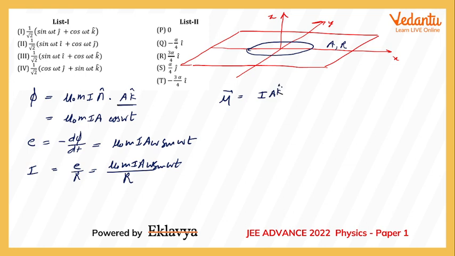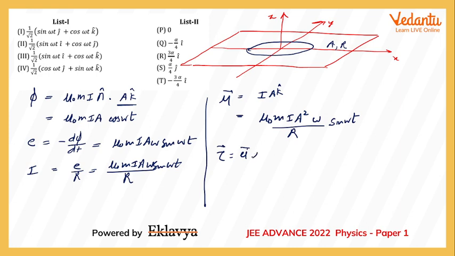So we will multiply I with the area vector. This will give us mu naught m I a square omega upon r into sine omega t. Now we're not done yet. This is mu. Now to get the value of torque, we must use mu cross B. The moment I do this, this value will get multiplied.